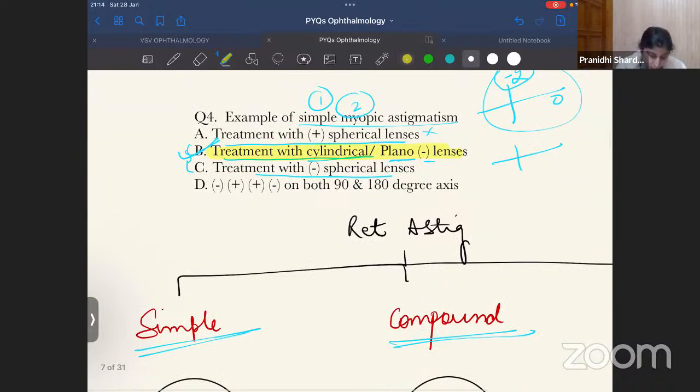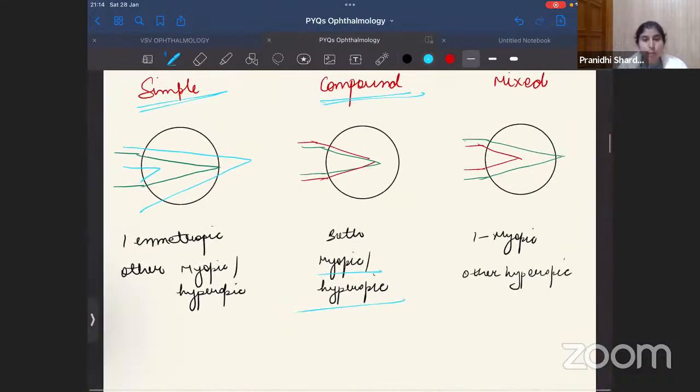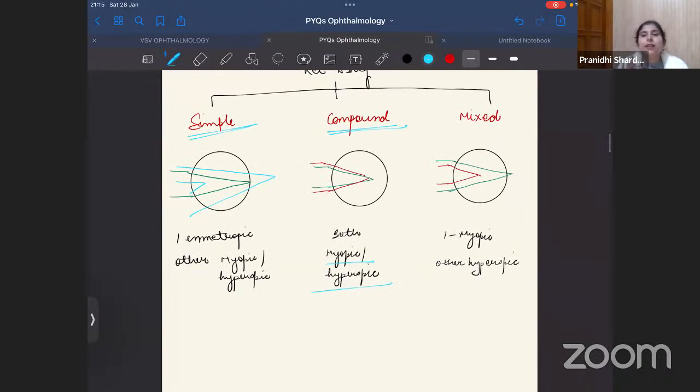And the option with plus minus on both 90 and 180 degrees will be the treatment for mixed astigmatism. Is this question clear? Any doubt on this question? Or shall I move ahead? Or you can be asked, this is the treatment.